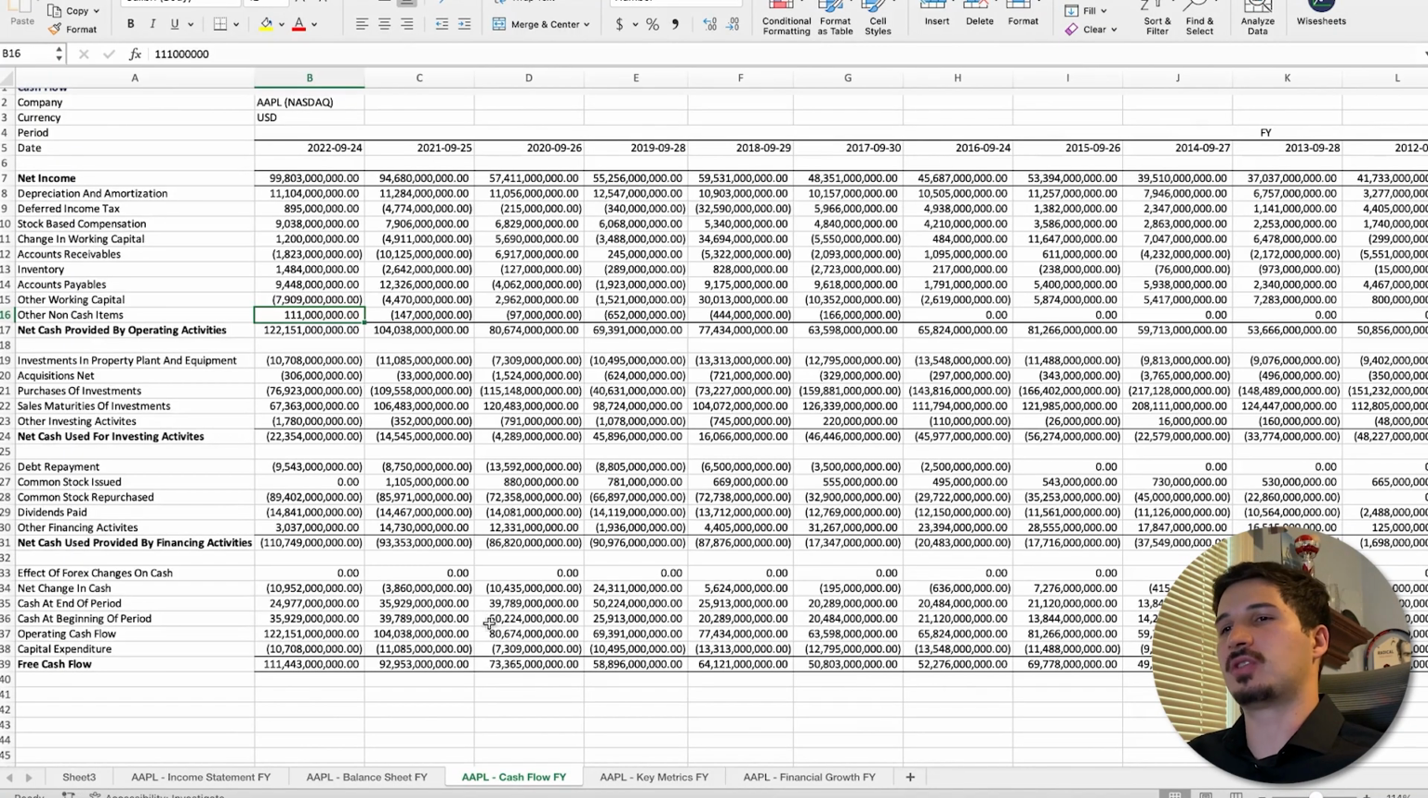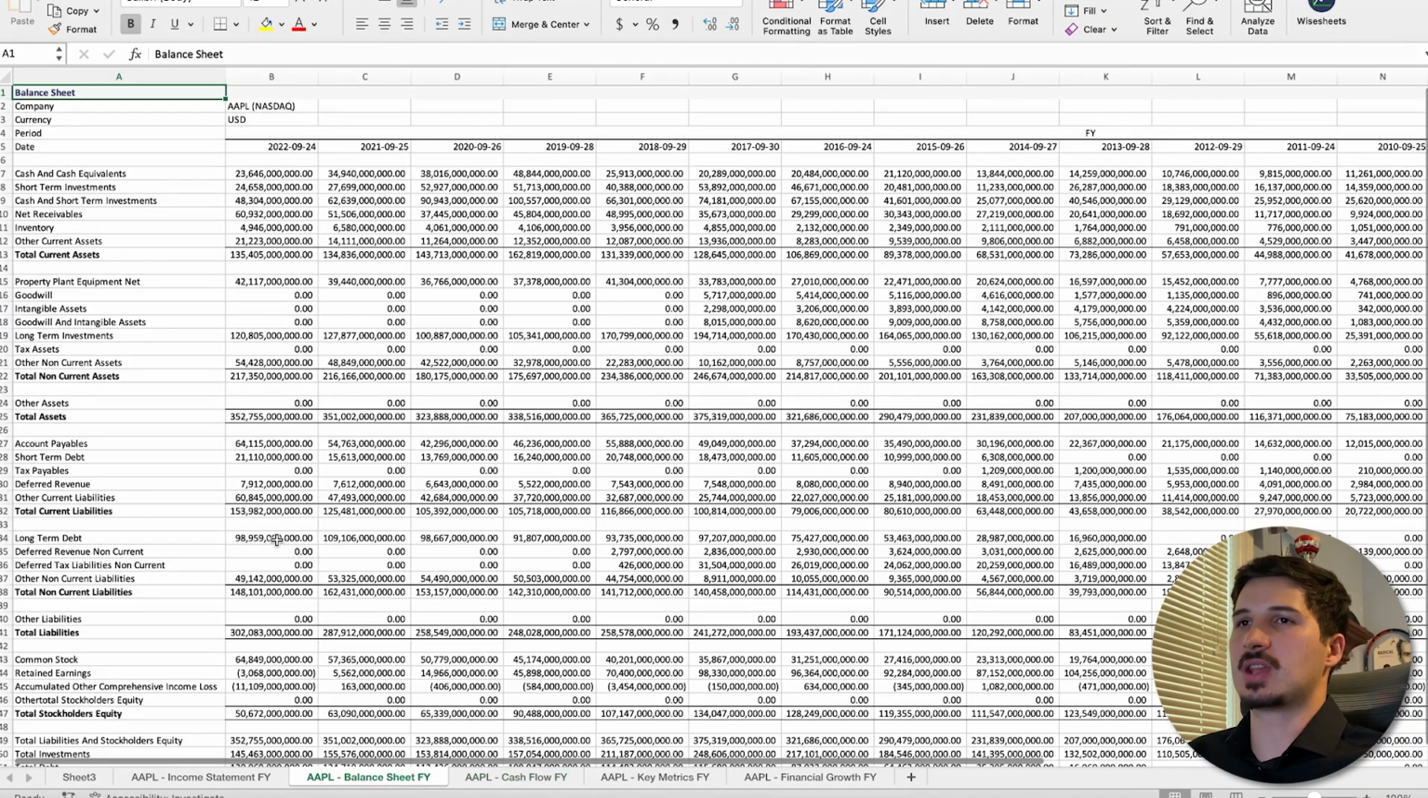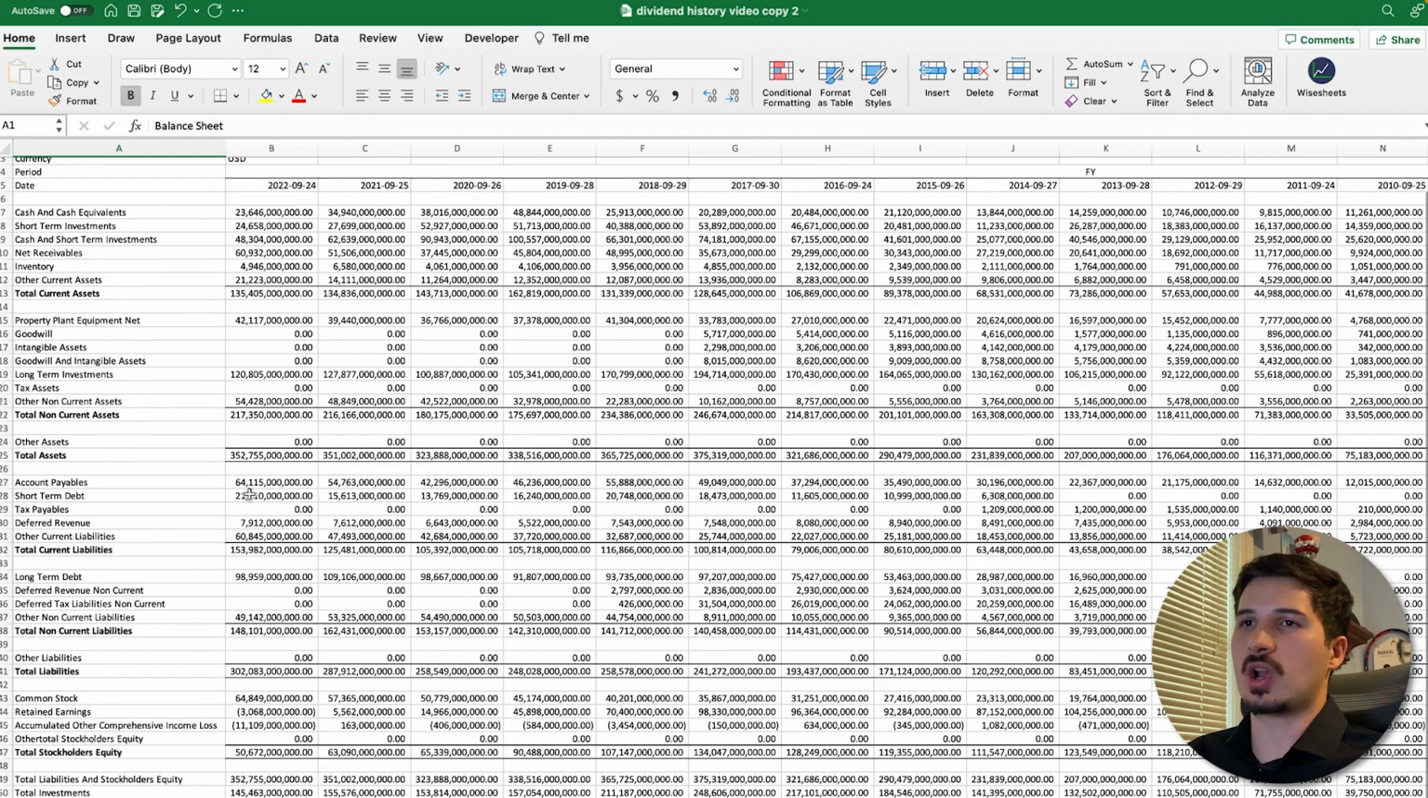Next up, we have the working capital, and this is basically looking at the balance sheet where you take the current assets, which you can see right here, minus the current liabilities, which you can see right here, and this gives you the working capital.